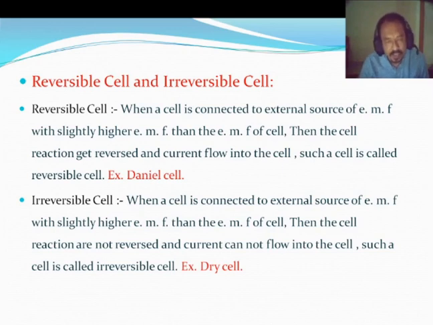The cell which satisfies these three conditions is called a reversible cell. That means a reversible cell is a cell whose cell reaction can be reversed by applying an external source with a higher EMF, and current can flow into the cell. But the irreversible cell is a cell in which cell reactions cannot be reversed by applying the external EMF. The example of reversible cell is a Daniell cell and the example of irreversible cell is a dry cell.